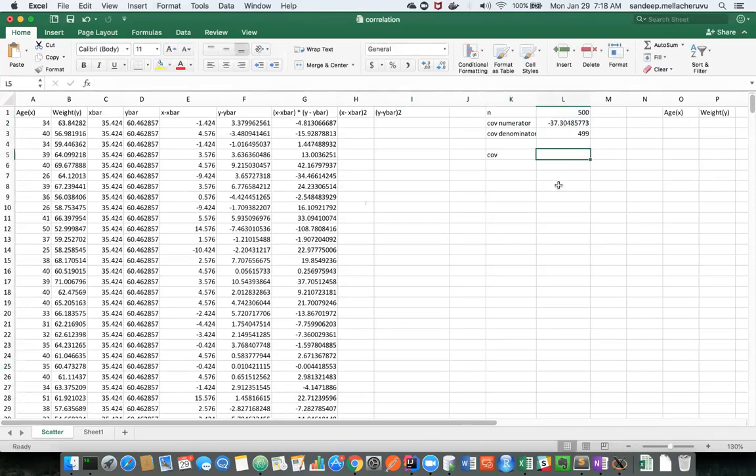Now what is my covariance? Covariance is nothing but this one by this one, numerator by denominator. I get some covariance, and it is saying that it is having some negative relationship. It is saying minus 0.07.